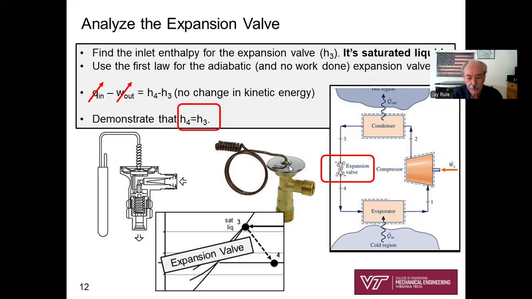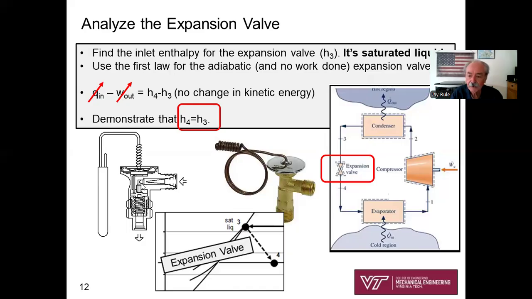We'll write the first law for the expansion valve. Let's look at this expansion valve. Here's a photograph of a real refrigerant expansion valve, and here's a cutaway view. Notice the inlet state, that would be state 3, and the outlet state, that would be state 4. In the cutaway, the flow goes through a tiny little orifice compared to the diameter of the inlet and the larger outlet. High pressure to low pressure, 3 to 4. This is a classic throttling valve or expansion valve.